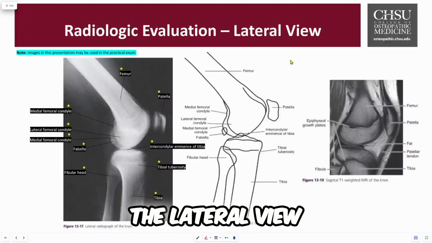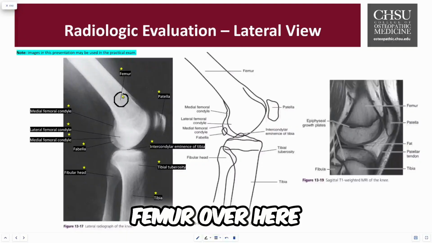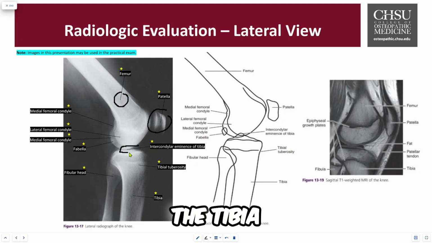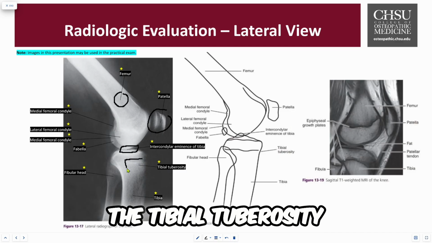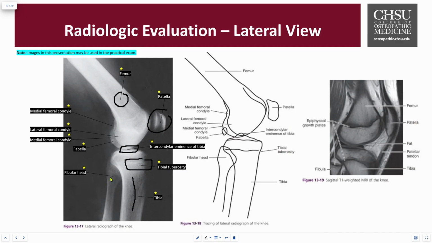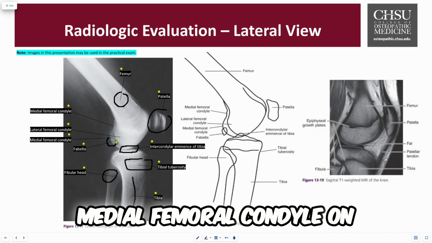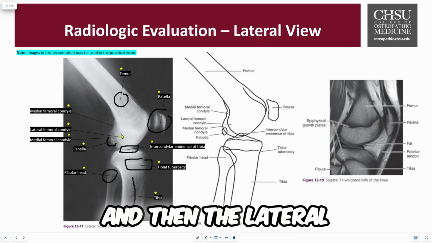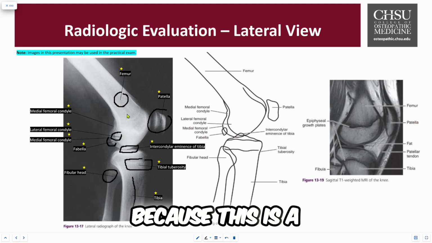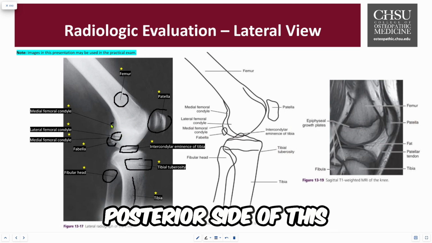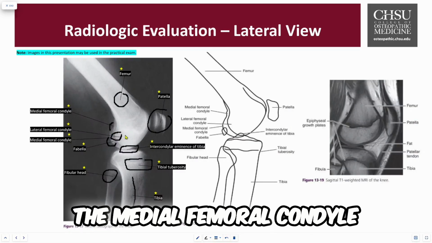Over here we have the lateral view. You can see the femur over here, the patella, the intercondylar eminence of the tibia, that gap, the tibial tuberosity, the tibia, fibular head, the small little sighting of the fibula, as well as the medial femoral condyle on the back, and then the lateral femoral condyle, because this is a lateral view, so you're looking from the outside in. And then on the posterior side of this image, you also see the medial femoral condyle.